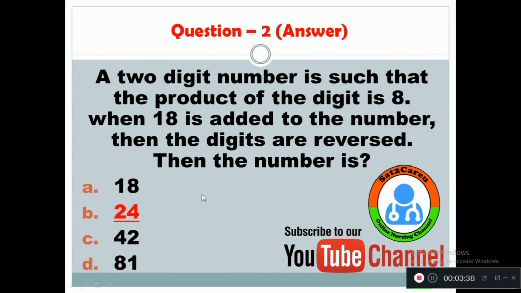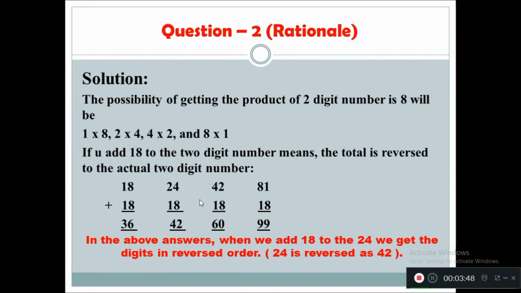This is a somewhat easy sum for you, but for the freshers and for those who are not good in maths, you can listen to the solution here. The possibilities of getting the product of the 2-digit number's digits as 8: what are the possibilities we have? 1 into 8 gives 8. 2 into 4 gives 8. 4 into 2 gives 8. 8 into 1 gives 8. So these are the 4 possibilities of getting 8 when we multiply the digits of that 2-digit number.